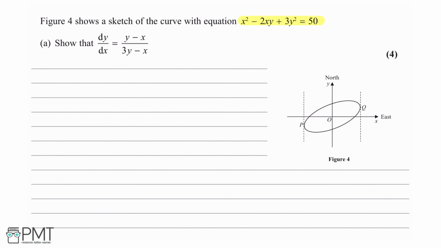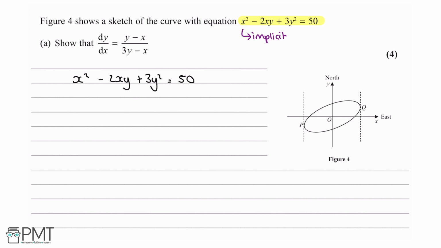So when we are being asked to differentiate something like this, what we are being asked to do is implicit differentiation. This is a way of differentiating equations with both x and y in them, where you can't just rearrange to get y equals something, as we have here. Okay? So to begin with, I'm going to start by writing our original equation: x squared minus 2xy plus 3y squared equals 50.